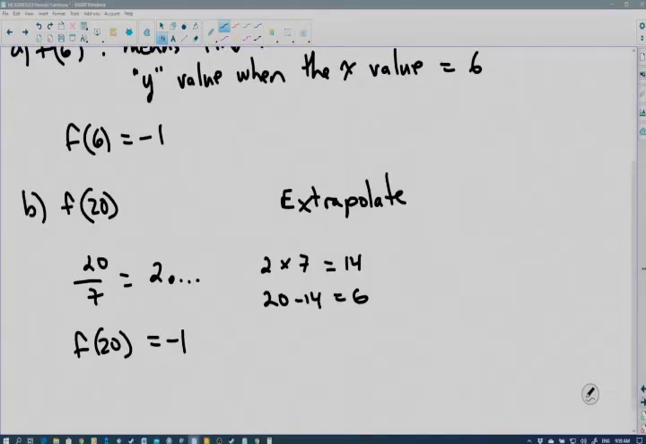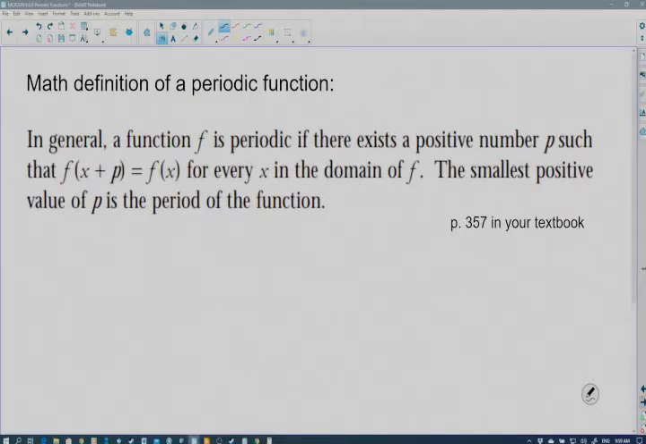Let's look at one more thing. In your textbook, here is the math definition of a periodic function. In general, a function f is periodic if there exists a positive number p such that f of x plus p is equal to f of x for every x in the domain of f. Wow, that is a lot of information. But can you make sense of it?